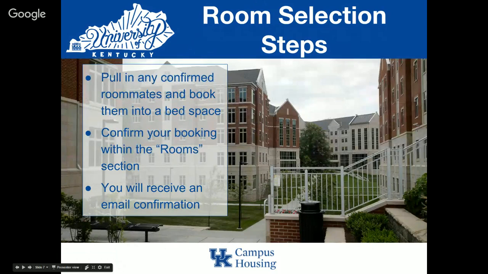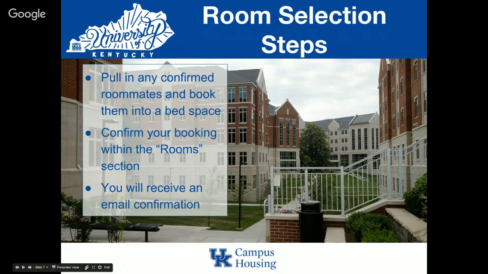The next thing you're going to do is pull in any confirmed roommates. So remember I said that you need to make sure you request and accept each other. This is why that's very important. When you go into this step of the application, you will only be able to see the roommates that you have mutually accepted. If you're not interested in rooming with anyone in particular, that's okay. You'll just go ahead and not worry about this particular part of the step. But you'll select your roommate a bed space.